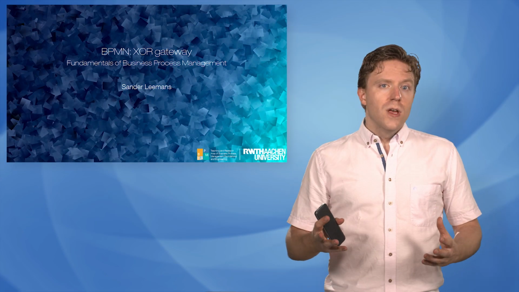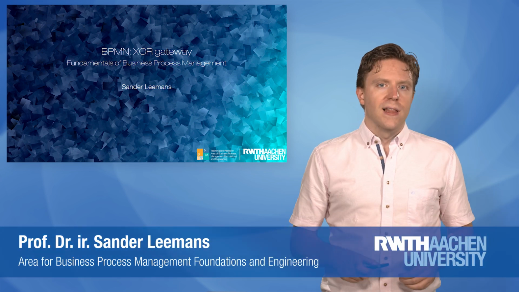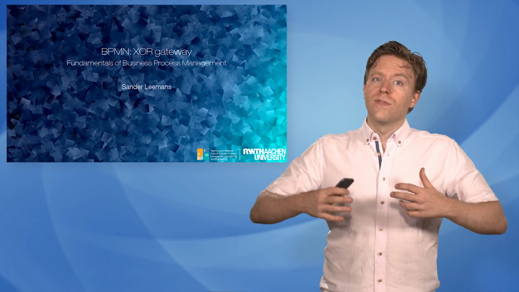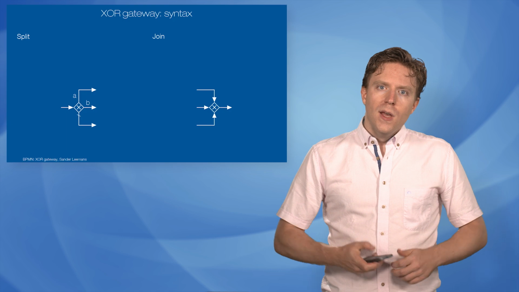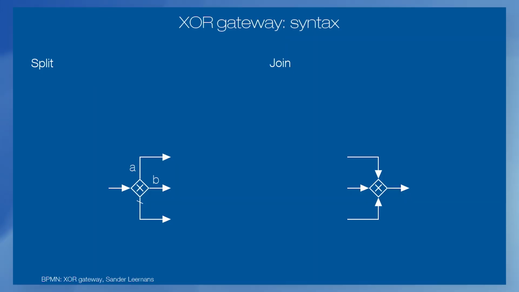In this video, we're going to have a look at the most simple gateway of the BPMN language, the XOR gateway, also called the exclusive choice gateway. Let's first look at what it looks like. A gateway is a small diamond, as we've seen, and we might use it as a split or a join.